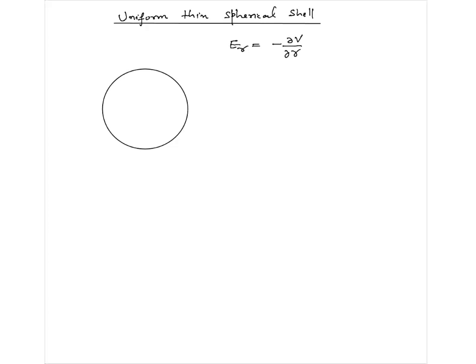We already had the results for V. For example, for outside points, we use the result, we differentiate it, and we got the result for ER. However, for inside points, the result used was the result which was valid for a solid sphere. So there is a correction here.